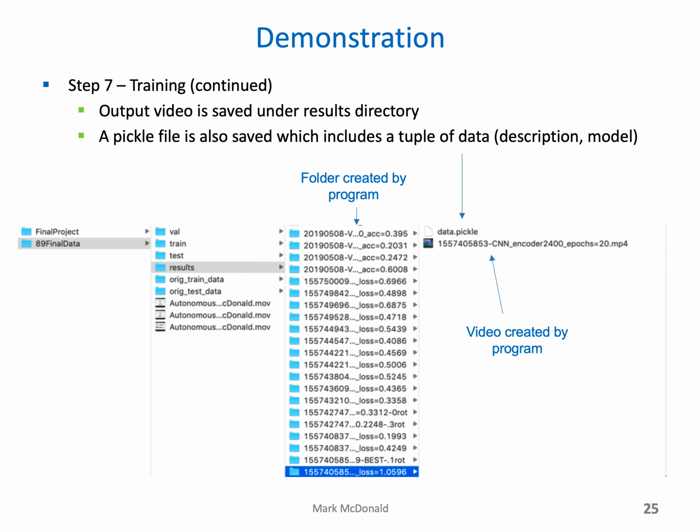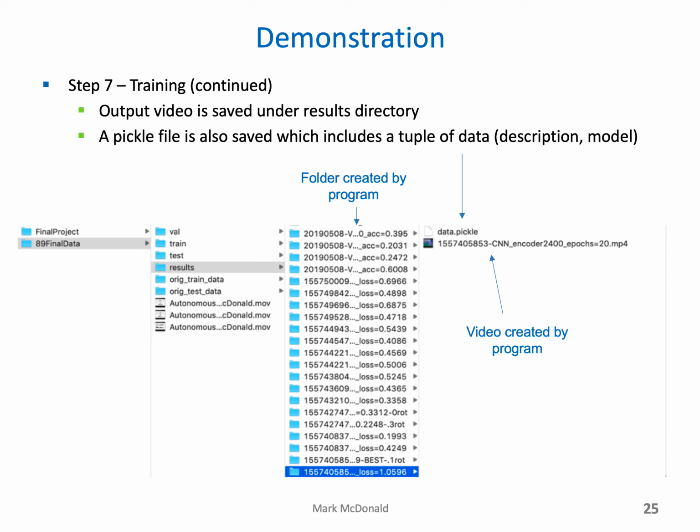When the model is done training, the script will automatically create a folder in the results directory, which is auto-created, and it'll have a unique name for each training sequence. Inside of that folder, there's a data pickle file and a video that includes an overlay of the video that was created from that model. The data pickle file includes a description object and the trained model, so that you can retrieve that later and review the results.